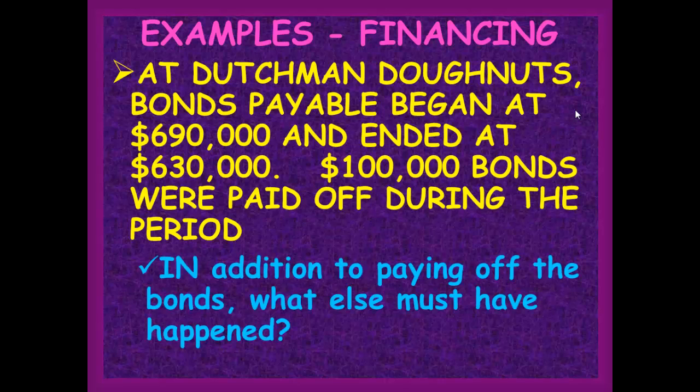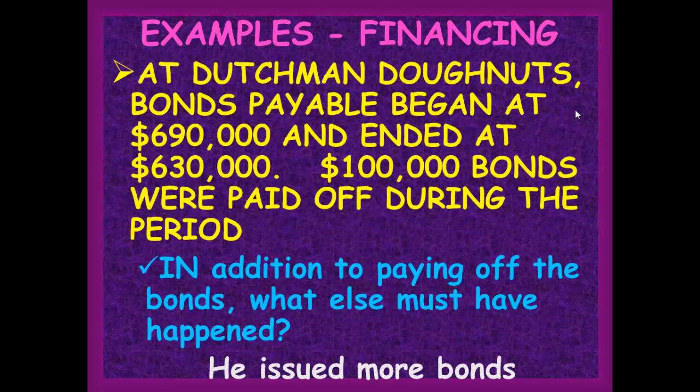In addition to paying off the bonds, what else must have happened? We must have issued some new bonds, okay? Because my bonds payable would go down by the $100,000 when I paid it off. Well, it ended up with more than that. I must have issued some more. In the next section here, we're going to calculate how much must we have issued.